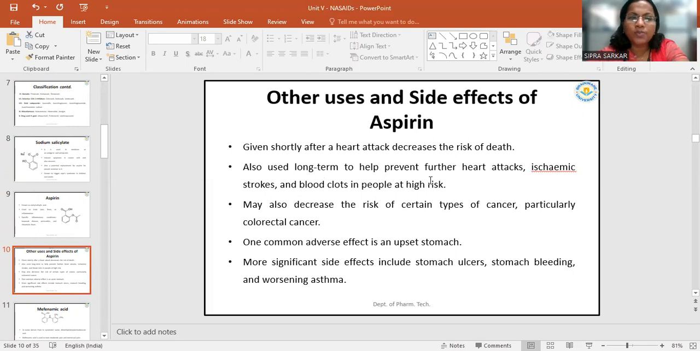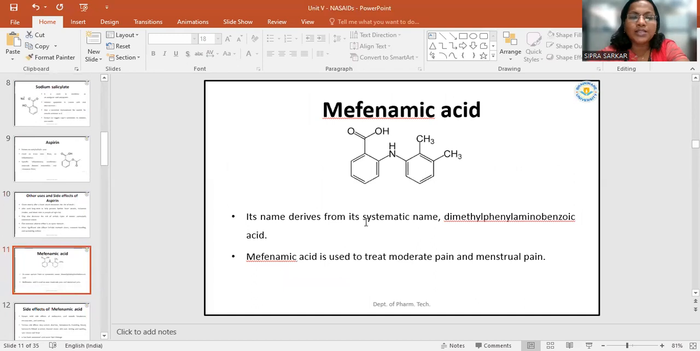After long-term use, it helps prevent further heart attacks, ischemic strokes, and blood clots in people at high risk. It may also decrease the risk of certain types of cancer, particularly colorectal cancer. One common adverse effect is an upset stomach that may cause stomach ulcers. More significant side effects are stomach ulcer, stomach bleeding, and worsening of asthma.